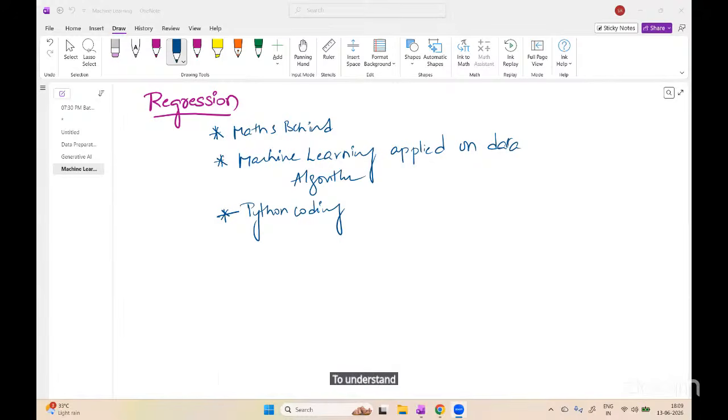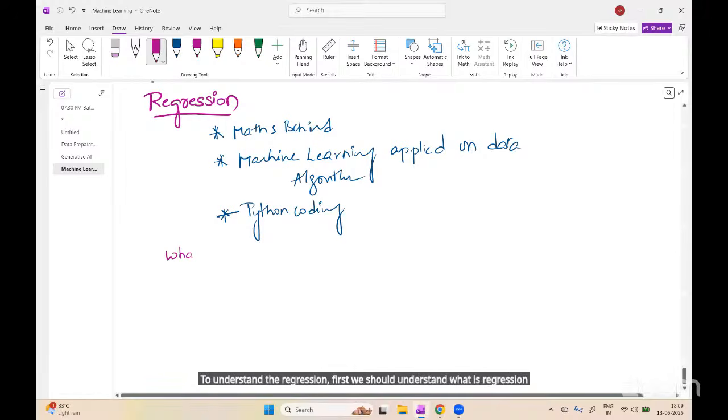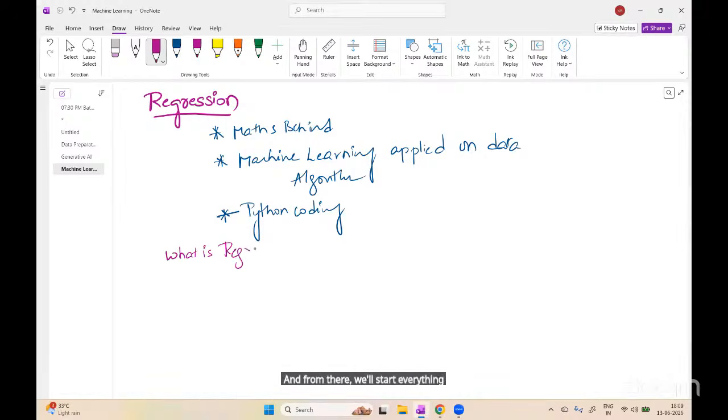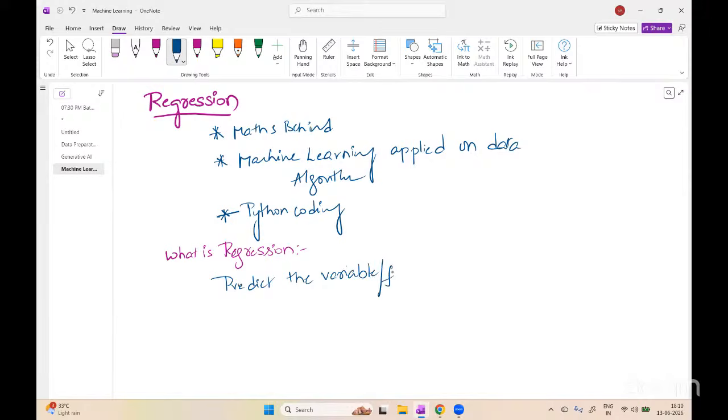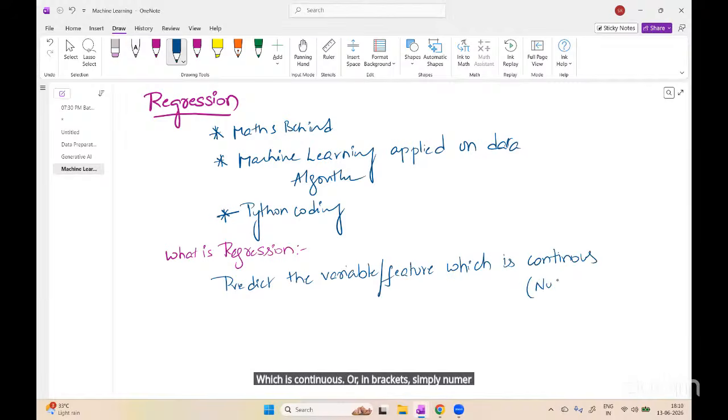To understand the regression, first we should understand what is regression, and from there we'll start everything. Now, what is regression? Regression means where we are going to predict the output variable, or predict the variable or feature, which is continuous, or in brackets simply numeric, which is a numerical value. So regression means the process of prediction.